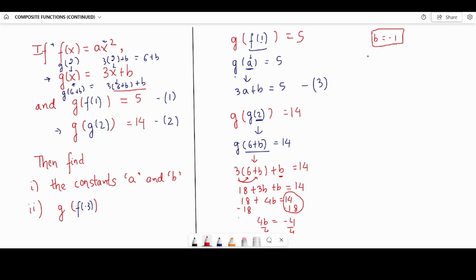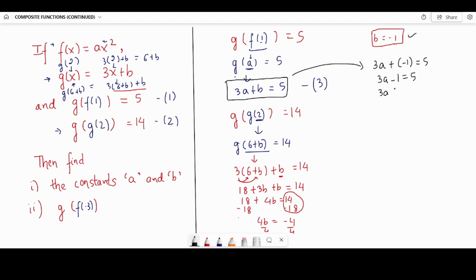Now how can we do that? So if you focus on equation number 3, there we have 3a plus b equals 5. So if we will put the value of b here, then we will easily get the value of a. So let's do that. So in place of b, I am going to put negative 1 here. So then we will get 3a plus negative 1 equals 5. So we will have 3a minus 1 equals 5.